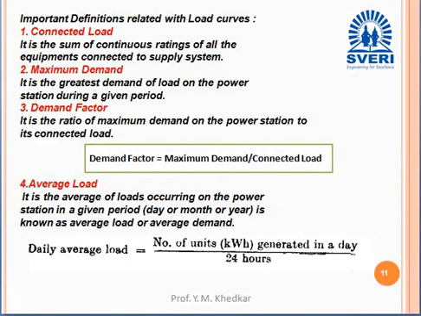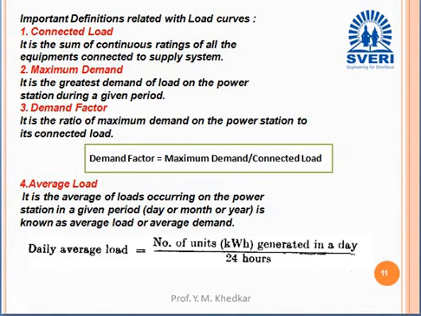Now we are going to discuss some important definitions which are useful to solve the numericals related to this load factor. The first definition is of the connected load. Connected load is the sum of continuous ratings of all the equipment connected to the supply system. For example, we are running the tubes, fans, electric pot, refrigerator, air conditioner, etc. for our use. When we switch on all such equipment, the sum of the electricity used during that time, that particular load, is known as the connected load.